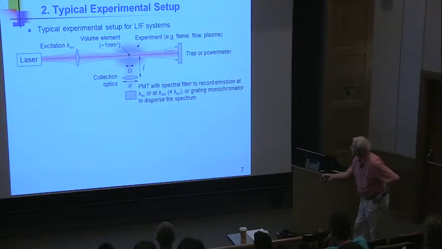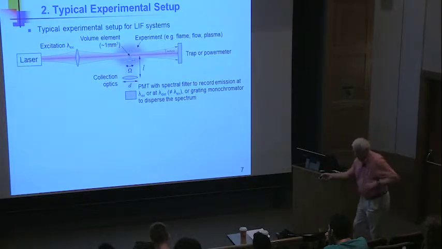So we're back to the arrangement that's typically used. You have a laser, CW or pulsed, some sort of optical system that forms either a waist or a sheet of light, a volume element that can be of the order of a cubic millimeter, depending on what you're trying to study. How much spatial resolution do you need? Is 1 millimeter enough? 1 centimeter? 10 microns, you have to decide. And this might be a flame, a flow, a plasma, whatever.